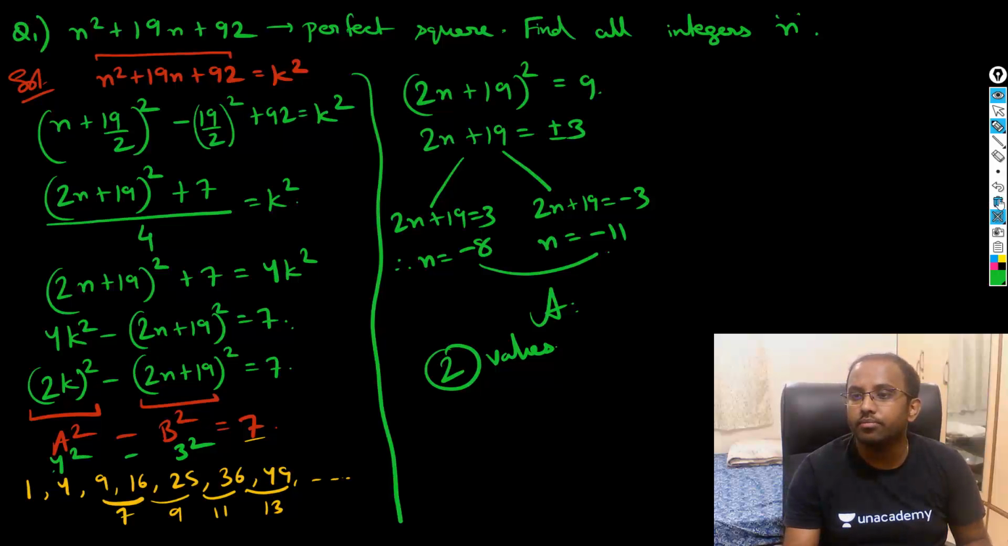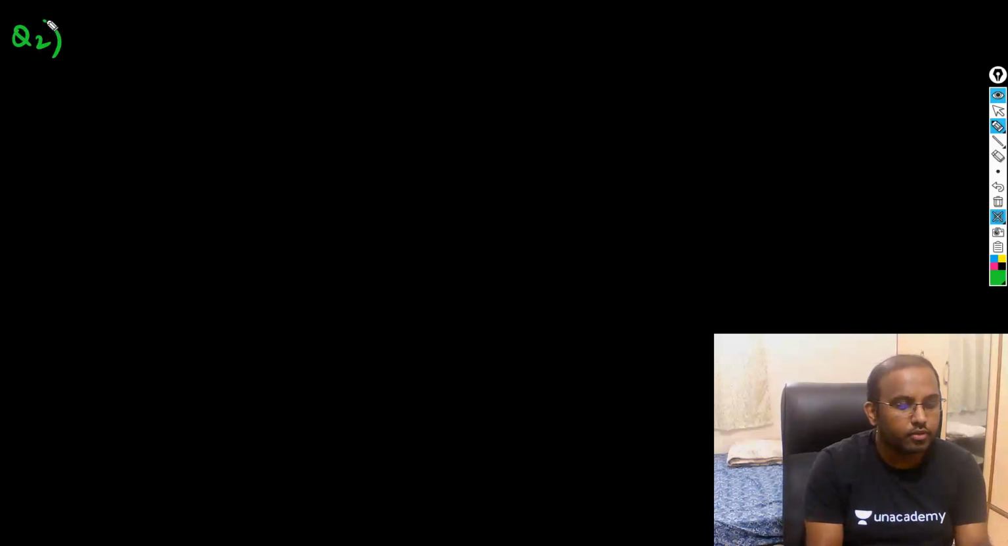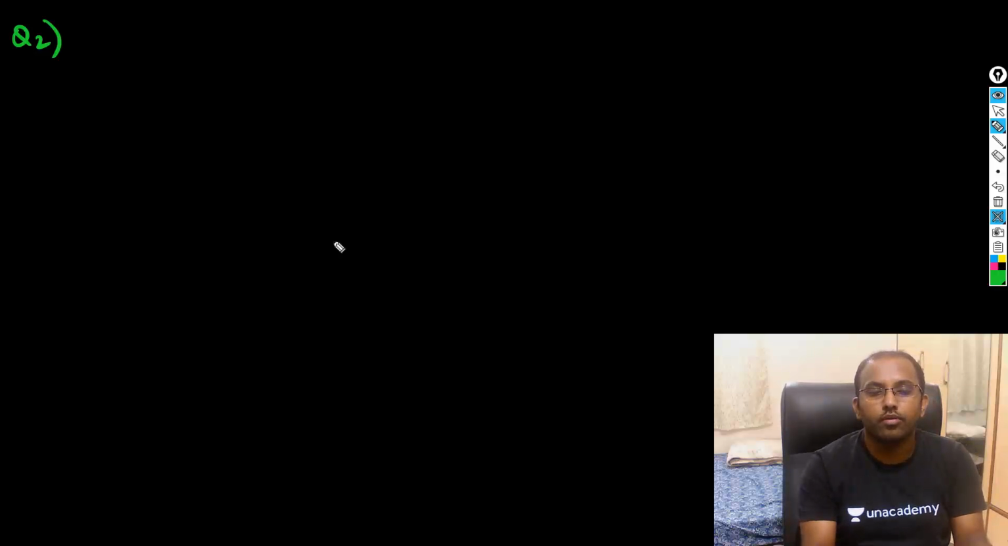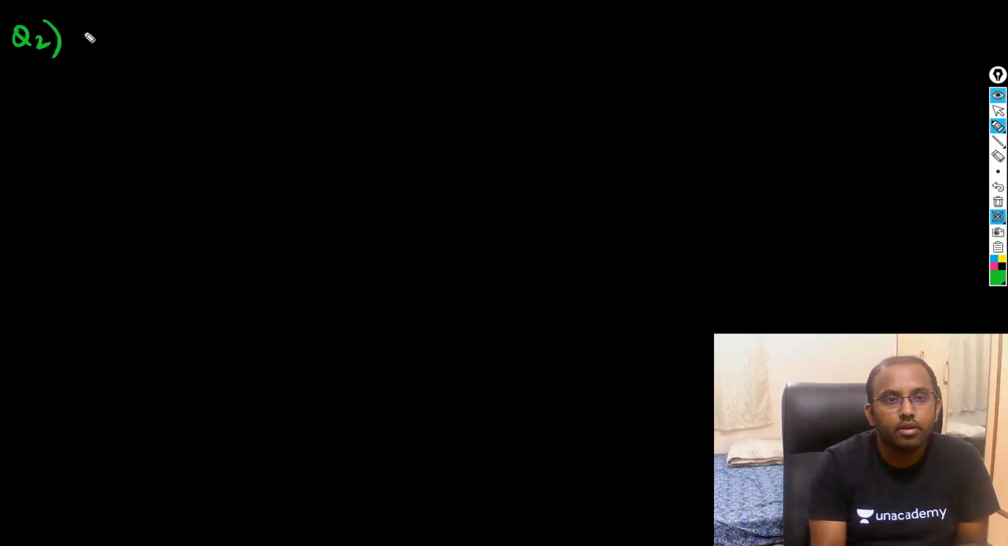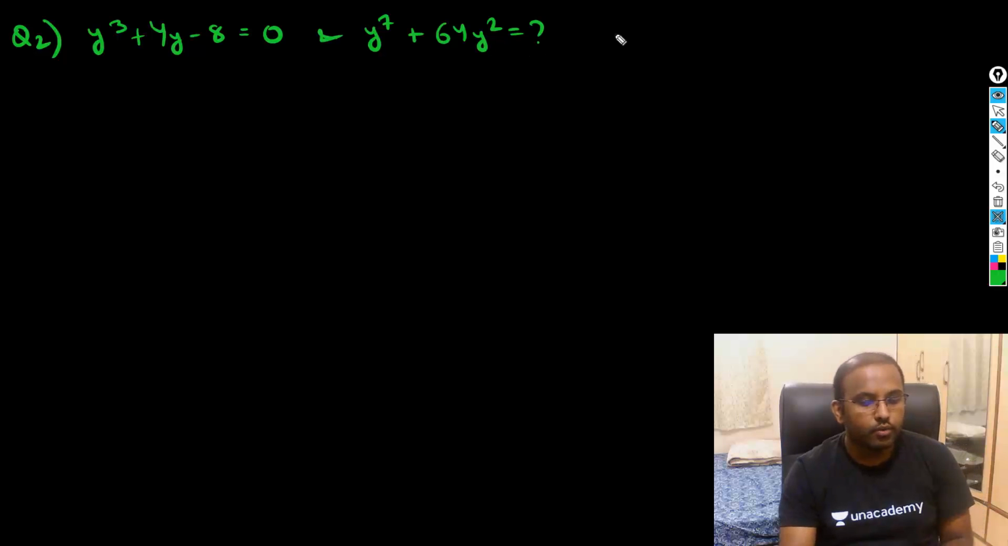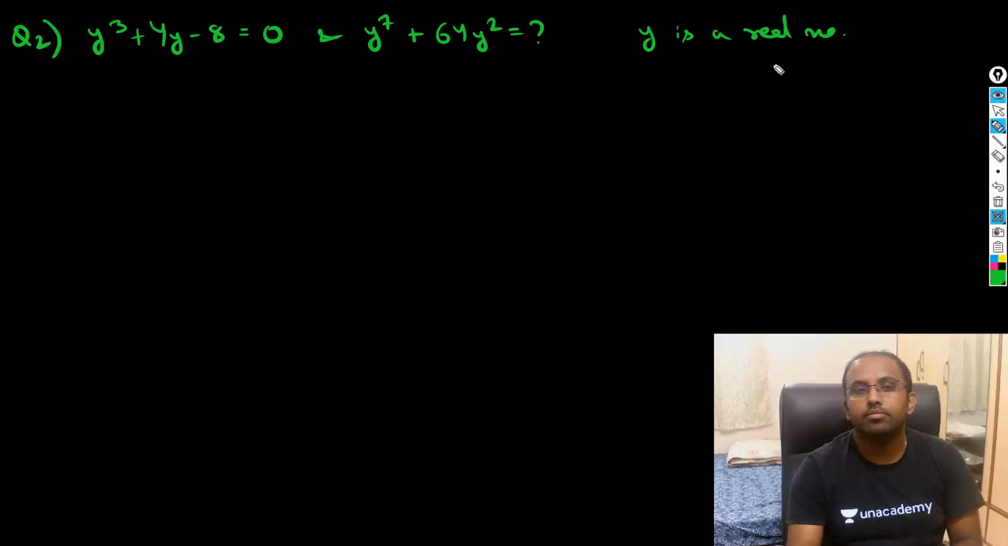Let's move to the next one. Second question, guys. It's a good question of reducing the higher power variables. Once I want to reduce the higher power variables, for example, we have y cube plus 4y minus 8 is equal to 0, and I'm supposed to find y7 plus 64y square, knowing that y is a real number.